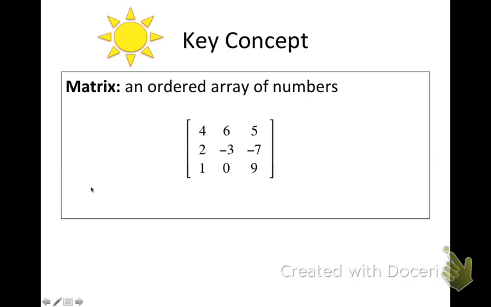Okay, so here's an example of a matrix. So we have in this matrix 3 rows and 3 columns. Hopefully you can teach us this better than Miss Wilson. Miss Wilson loves her matrices. Oh, yes.